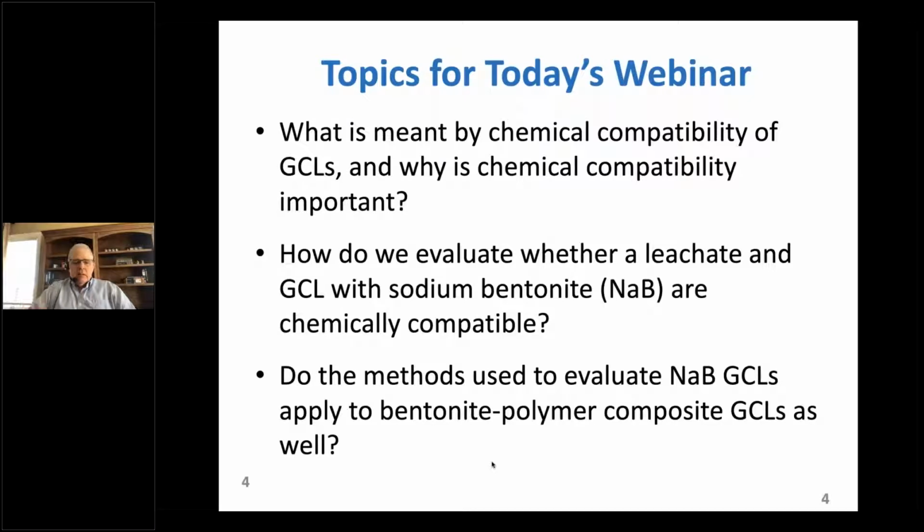Finally, we're going to close by talking about the methods that we've been developing and using for conventional sodium bentonite GCLs for the last 25 years now, maybe 30. Do those same methods apply to BPC-GCLs, or bentonite-polymer composite GCLs? And are there some nuances to those materials that we need to think about when conducting chemical compatibility testing? And as you can tell by the way I emphasize that, there are nuances that we need to consider.